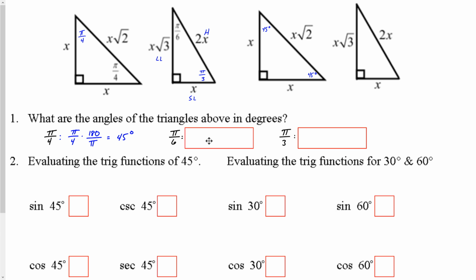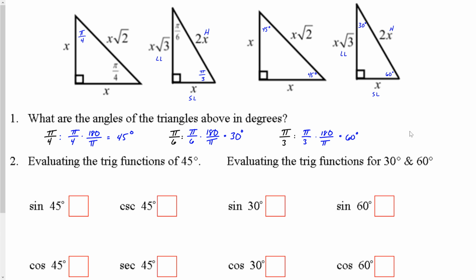For the pi over 6, if we convert that to degrees, we would figure out that that's 30 degrees. So this top angle in our last triangle is 30 degrees. The pi over 3 would convert to 60 degrees. So again, you have your 30, 60, 90 triangle, both shown in degrees, the fourth one, and radians, that second one. We could also label the short leg, long leg, and hypotenuse of that 30, 60, 90 triangle.